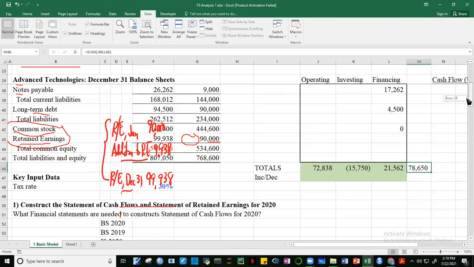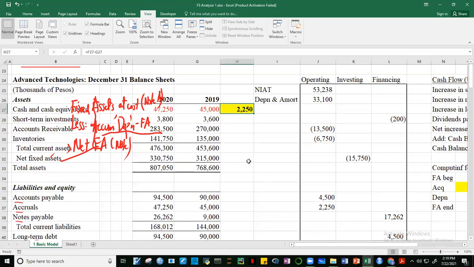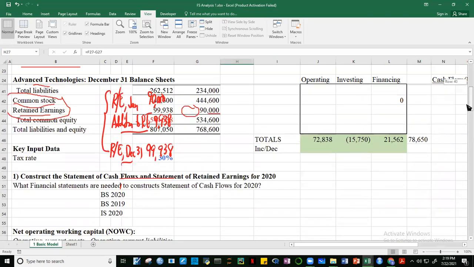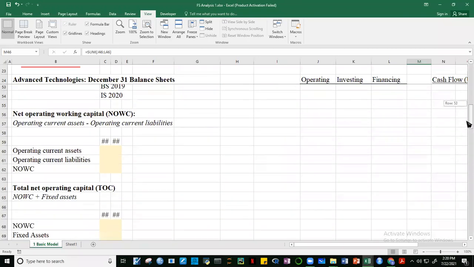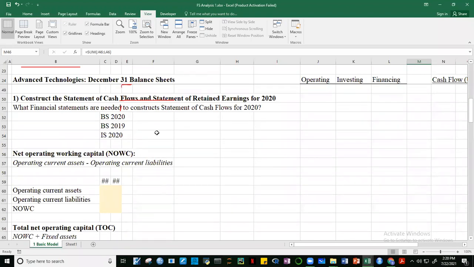Houston, we have a problem. Bakit? 2,250 to. Dapat equal yan. 78,650. Meron tayong discrepancy. So next meeting, guys, tapusin natin to. Hahanapin natin kung saan dito yung mga adjustments natin, saan tayo nagkamali. And then we're going to finish this.